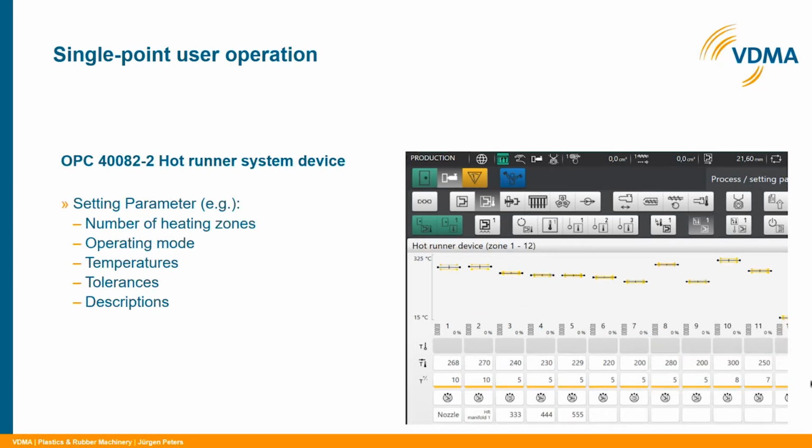The second example shows the integration of a hot runner device with the 82.2. The advantage here is the number of heating zones which we can handle via OPC UA compared to existing technologies like the 20 milliampere interface or CAN bus. From the technology side, there is no limit. Today, we at ARBURG, for example, support up to 300 heating zones via the 82.2 in our IMM controller. And this is a big number of heating zones.